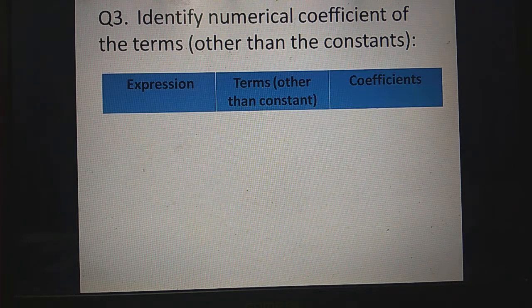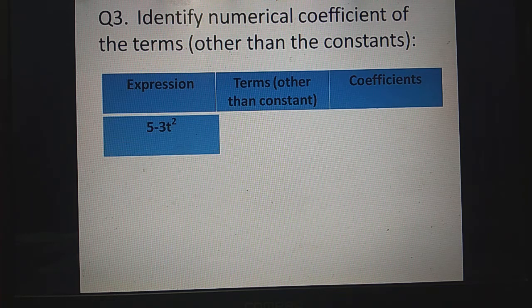Again, we will make a table. There are 3 columns. First one is expression. Second one is terms. Here you will consider terms, but other than constant. You will not use constant. And then coefficient. So your first expression is 5 minus 3t square.